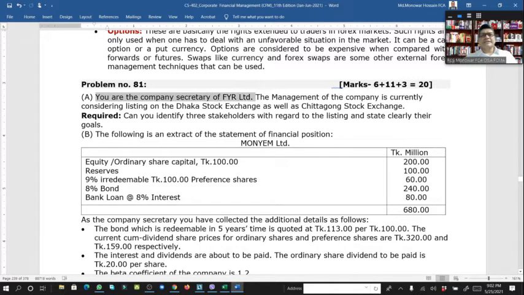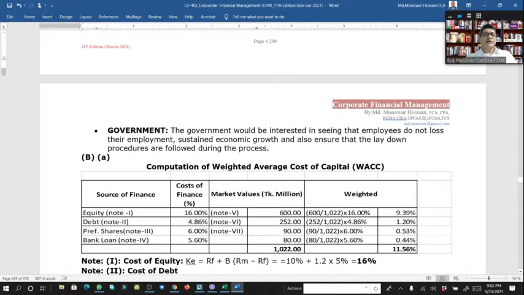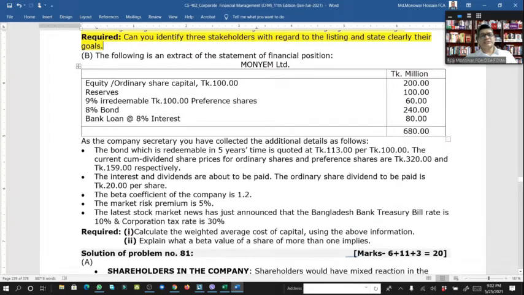You are the company secretary. The management of the company is currently considering listing on the Dhaka Stock Exchange as well as Chittagong Stock Exchange, your company. Can you identify 3 stakeholders with regard to the listing and state clearly their goals? So that answer would be shareholders in the company, employees in the company, and the government. Those would be the 3 stakeholders who benefit.